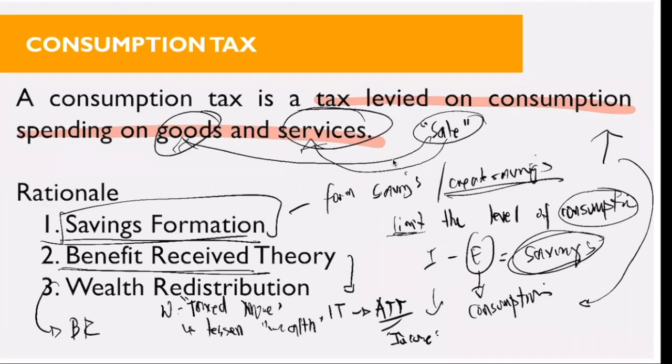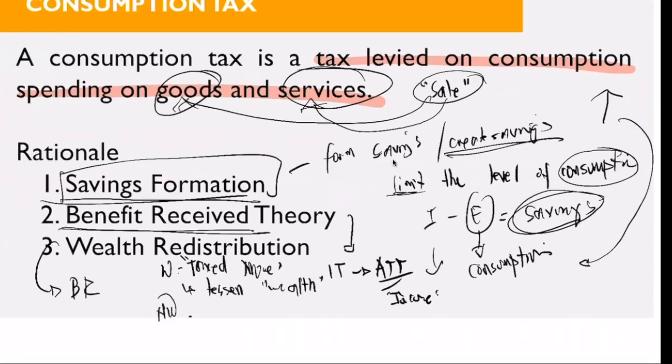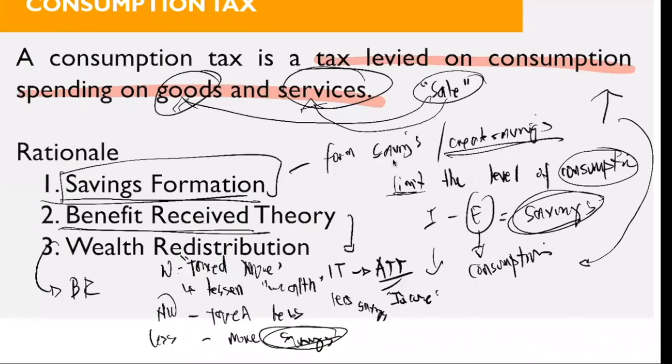If you are not wealthy, you are taxed less. So if you have less, you are taxed less. If you are taxed less, it means you have more savings. If you are taxed more, you have less savings. By this, you will redistribute the wealth, because here you have more savings and here you have less savings. By then, you can redistribute whatever savings they have, and you can also redistribute the wealth.